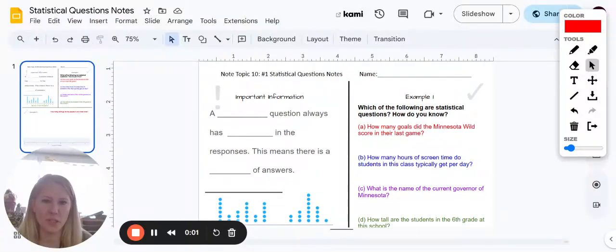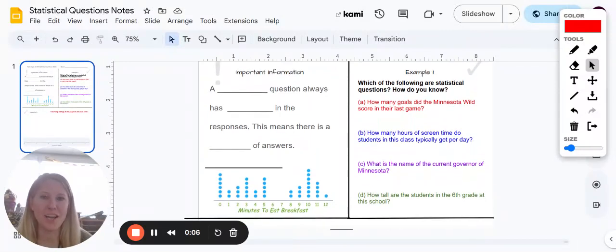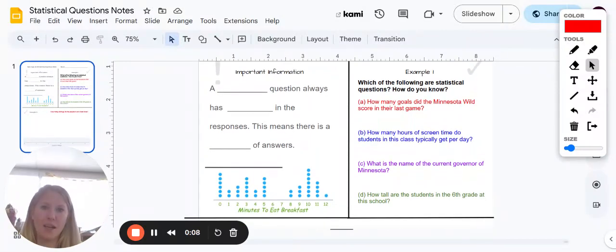Miss Linton here. I'm going through statistical questions notes, so make sure to get down all this information to help you on your independent work.